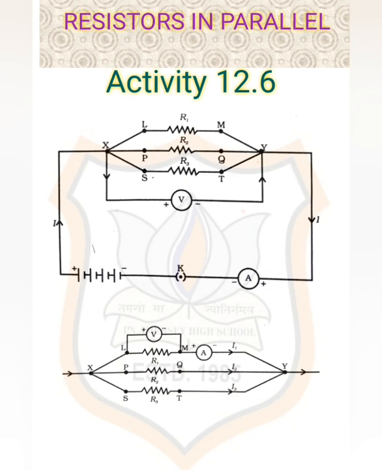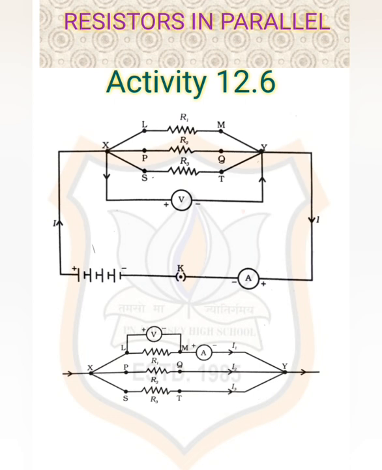Similarly, measure the current through the resistors with resistances R2 and R3. Let these be I2 and I3 respectively. So let us observe the relationship between I1, I2 and I3. So ammeter showed the reading I when connected as shown in the figure. Voltmeter showed reading V when connected as shown in the upper figure.